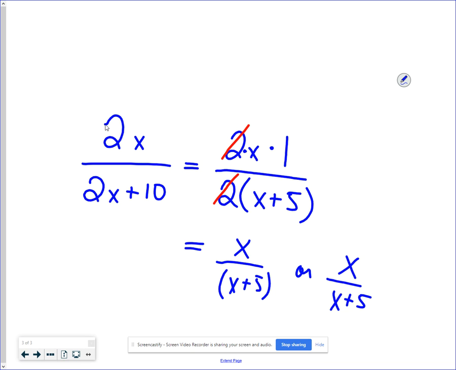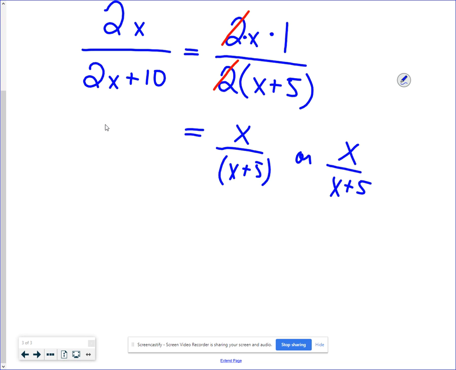But what I can't do is mark out the x's, because again, we can only cancel common factors. You can think of the top as x times 1, and then the bottom would be 1 times the quantity x plus 5. Now they're written as factors. What factors do they have in common? Just the 1. So you can't mark out the x's. X and x plus 5 are not the same value.